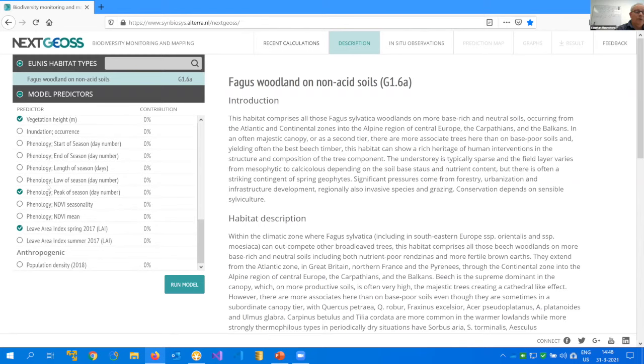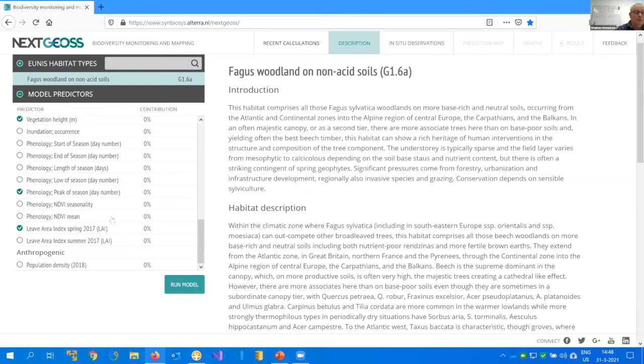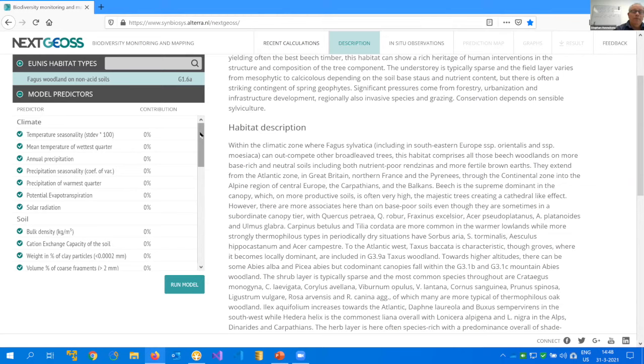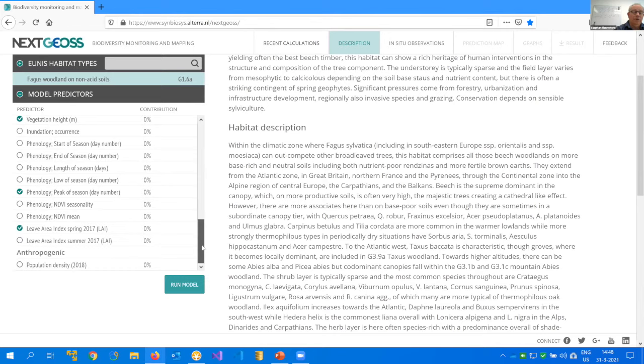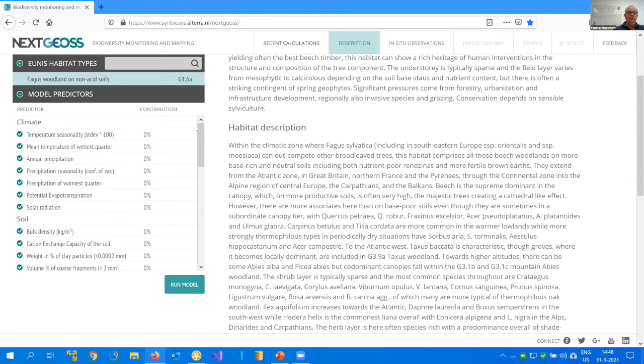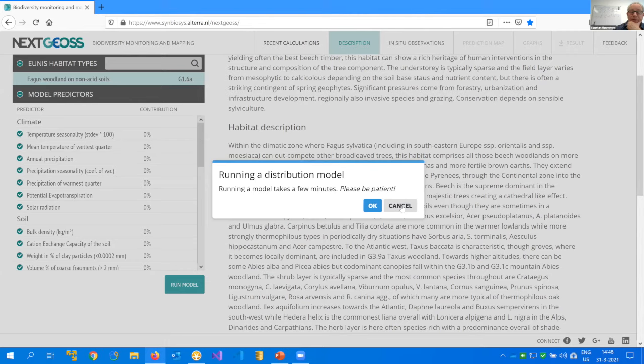And then we have a number of RS-enabled EBVs, for which I have selected only a small number, but in fact, you can select all of them. In general, these different predictors don't have a high correlation. If there are predictors that have a high correlation, you should choose one of the two. Once you have selected the predictors and the habitat type, you can run the model. But I will not do that now, so I will go back to a recent calculation. I'll take this one.